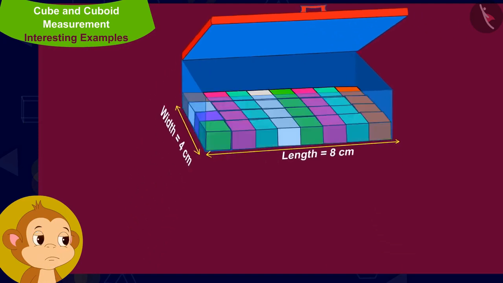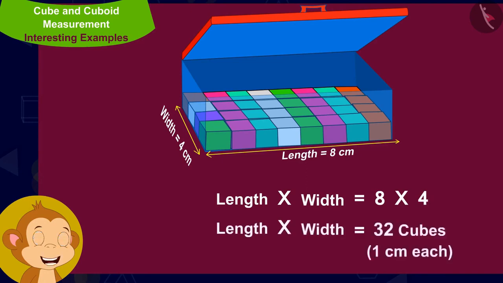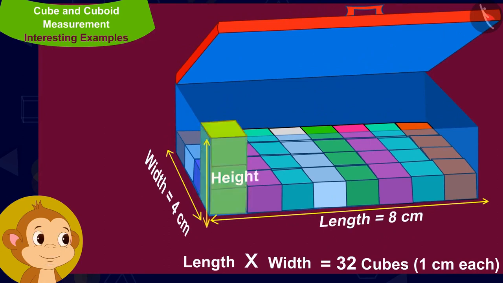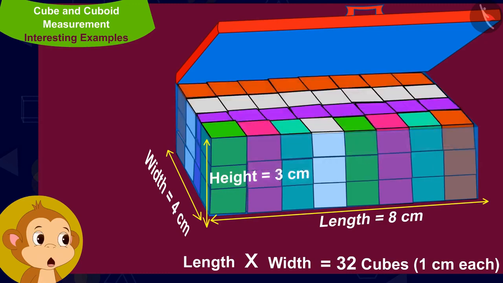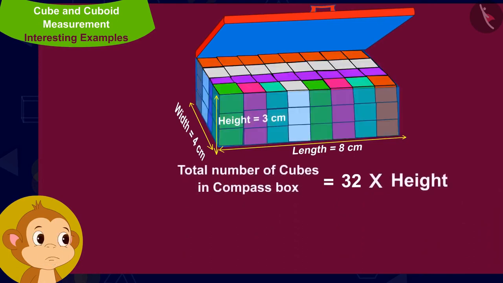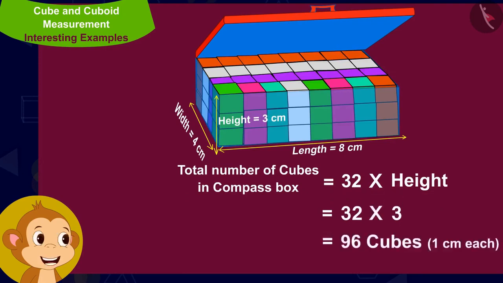One layer of a compass box will have the number of cubes in its length times the cubes in its width. That is 8 multiplied by 4, 32 cubes of dimension 1 centimeter each. Now, in the end, the height of the compass box is 3 centimeters. This means that there are 3 such layers of cubes of dimension 1 centimeter each. That means each box would have a total of 32 times 3, 96 cubes of dimension 1 centimeter each.